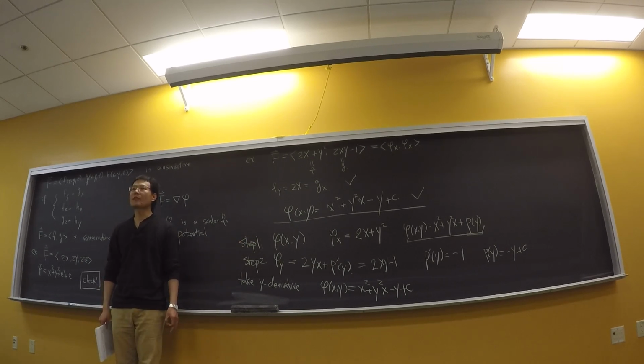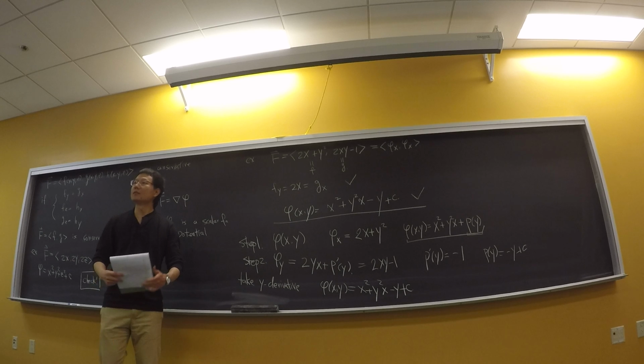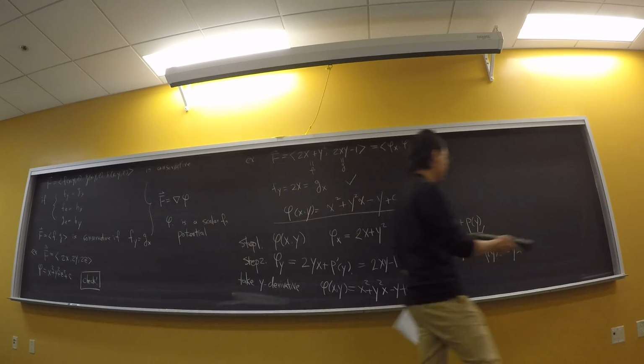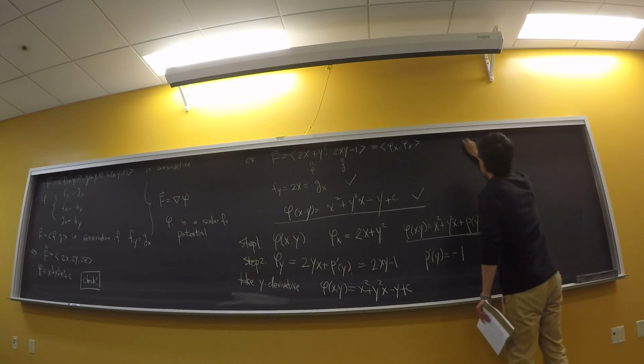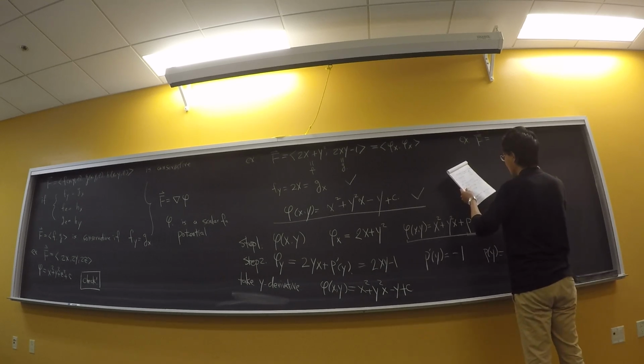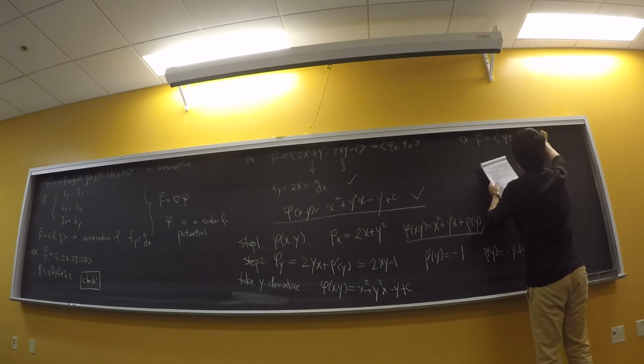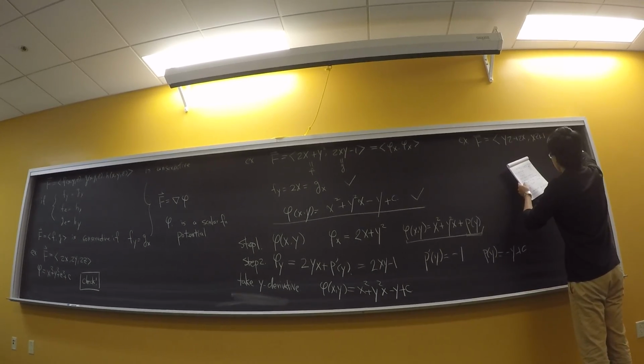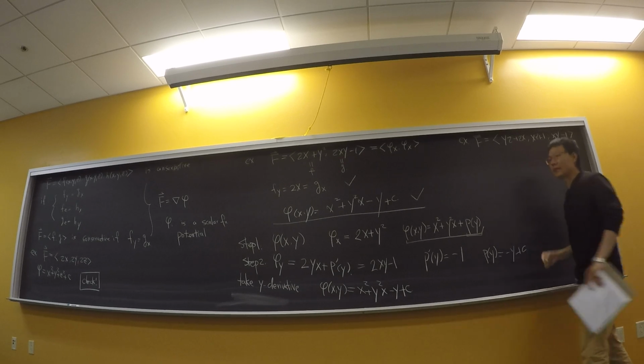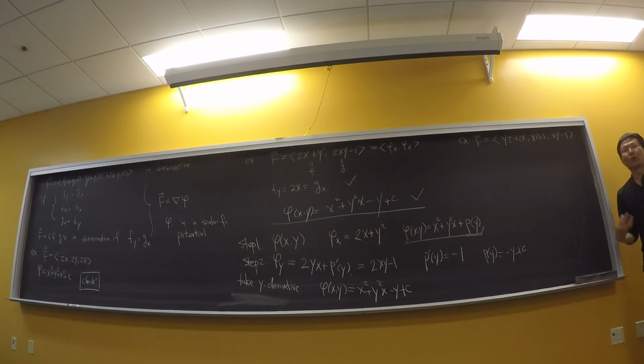Any questions? So now I want to give you one more practice in R3. Let's look at the vector field F equal to (yz plus 2x, xz plus 1, xy minus 1). Still two layers of the question. Is this vector field conservative? And if it is, what is the potential function?